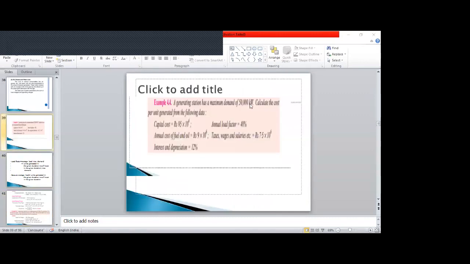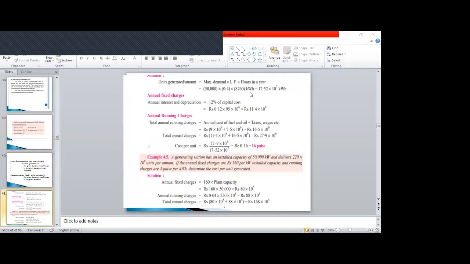So here maximum demand is directly given as 50,000 kilowatts. So that's why you are getting it in kilowatt hour. Did you complete this first problem? We'll move on to the next problem.